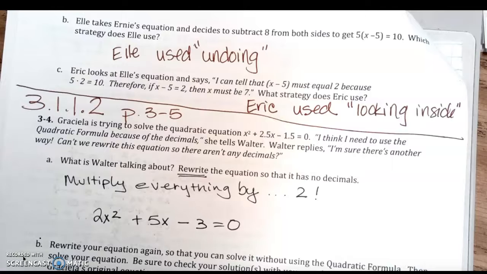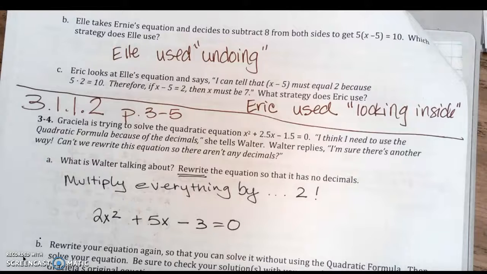2.5x minus 1.5 equals 0. "I think I need to use the quadratic formula because of the decimals," she tells Walter. Walter replies, "I'm sure there's another way. Can we rewrite this equation so there aren't any decimals?" So for part A, it says, what is Walter talking about? And they want us to rewrite the equation so that it has no decimals.